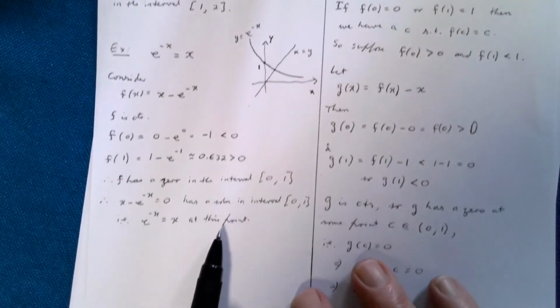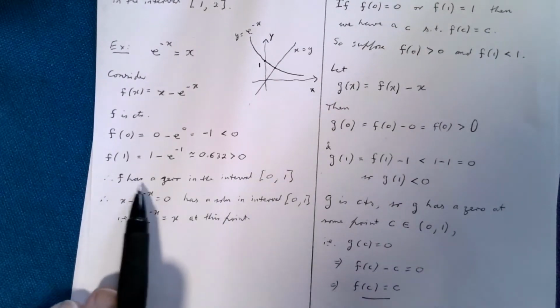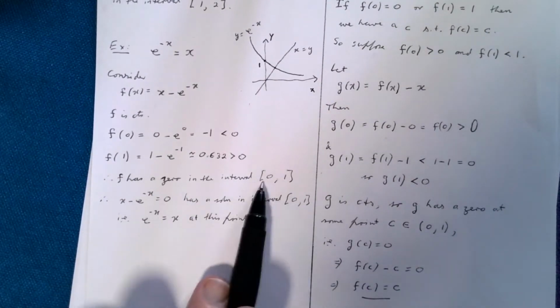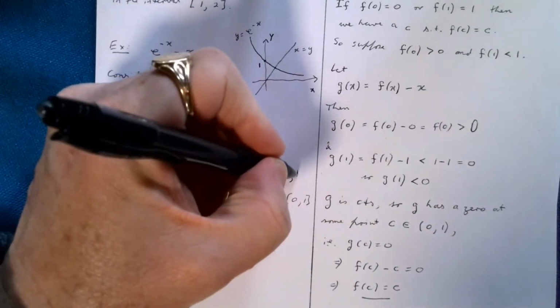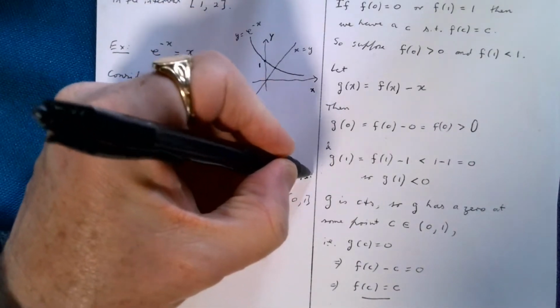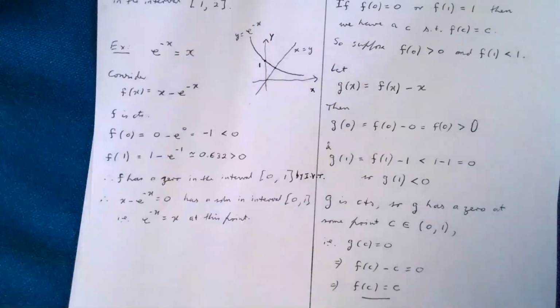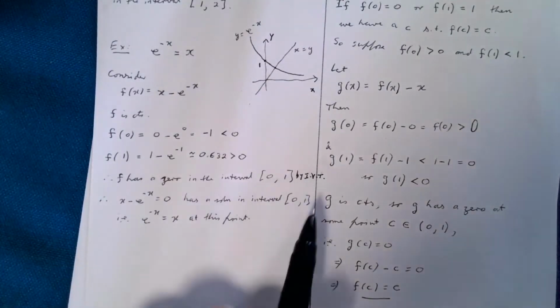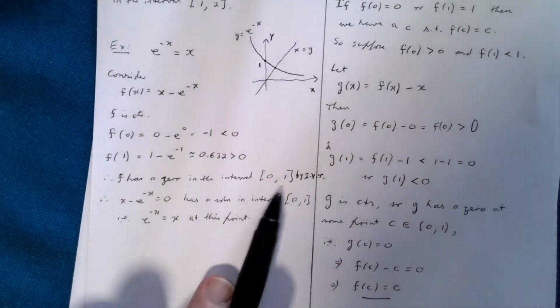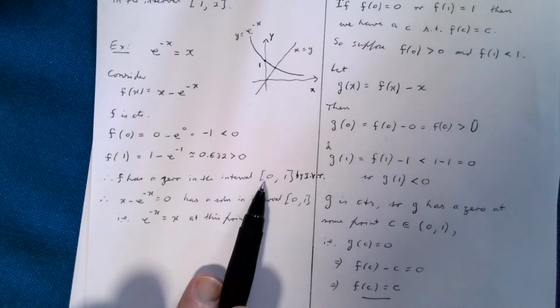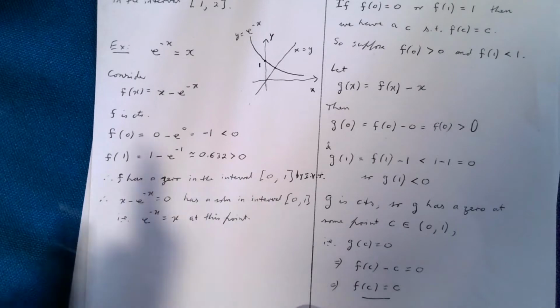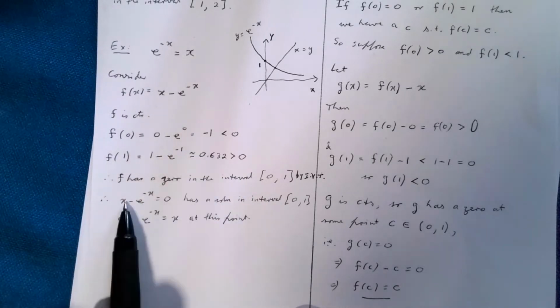And so by the intermediate value theorem, f has a 0 in the interval 0, 1. I should quote the theorem we're using. So by IVT, by the intermediate value theorem, f has a 0 in this interval. That means that at some particular point, this function takes the value 0.